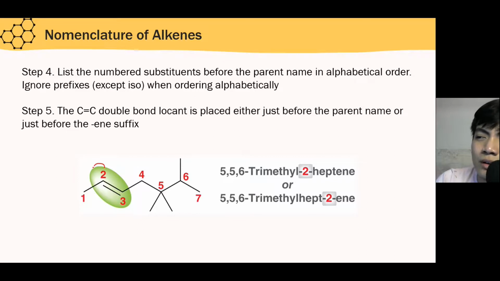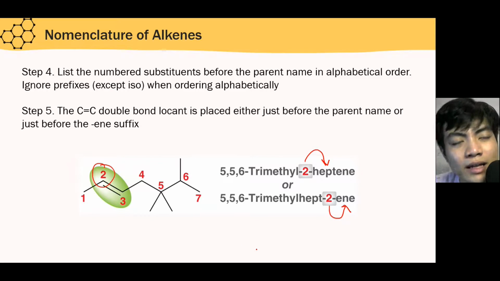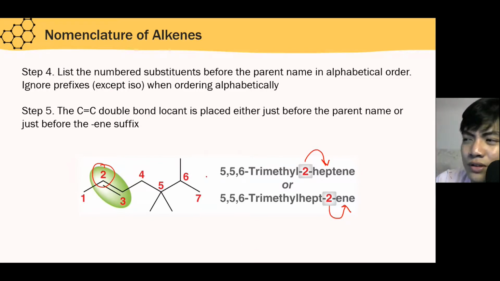Since you need to include the number of the carbon where your double bond will be located, there are two options in writing it. You can write it before the parent name, or you can write it before the suffix -ene. Okay? So, pwede tawag dito 2-heptene or pwede rin namang hept-2-ene. Both are same lang. Pero I highly suggest you for simplicity that we use this one lang. Okay? So, 2-heptene, ibig sabihin yung double bond nasa carbon number 2.